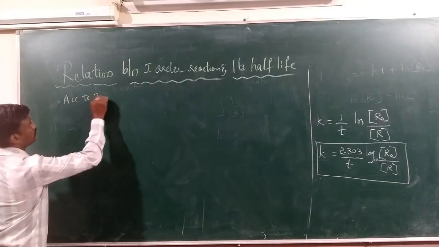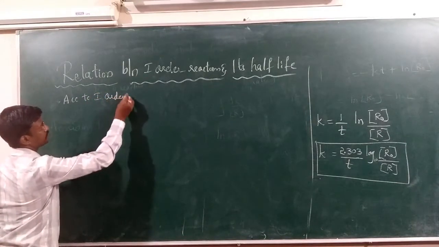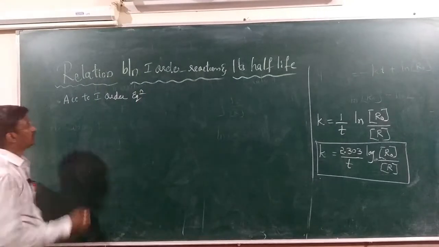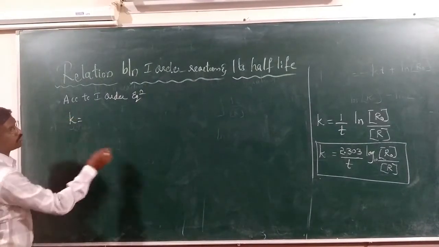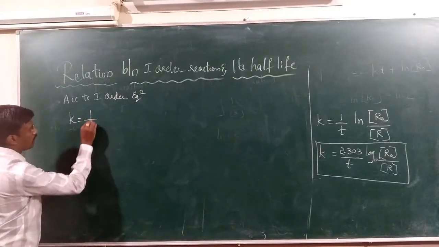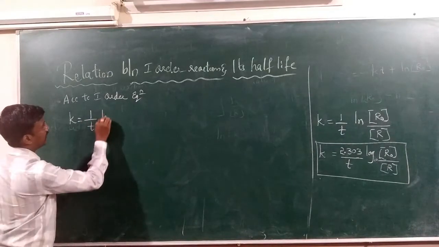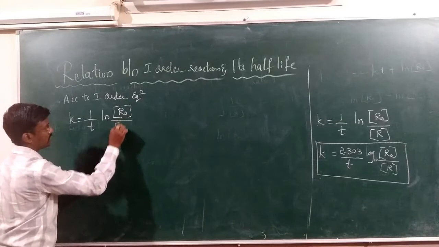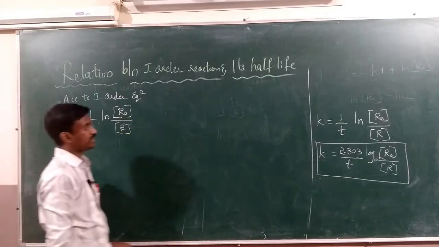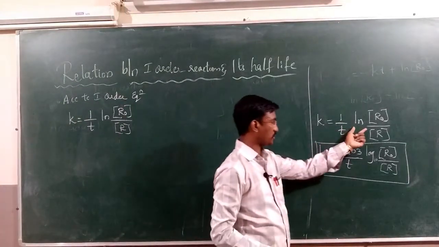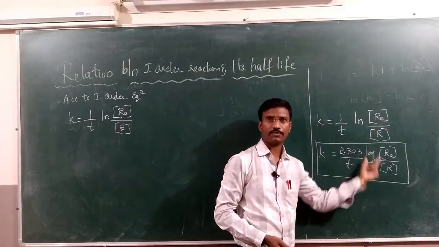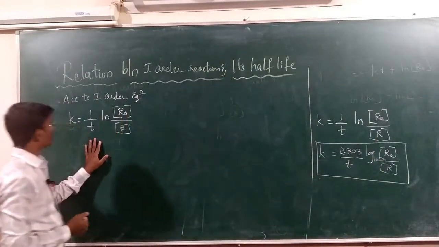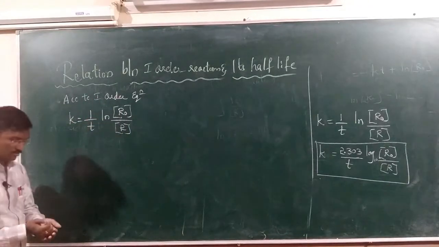According to the first order equation, or first order reaction, k is equal to 1 upon t ln R0 divided by R. Here I am taking the ln expression instead of log. There is no difference, both are the same.